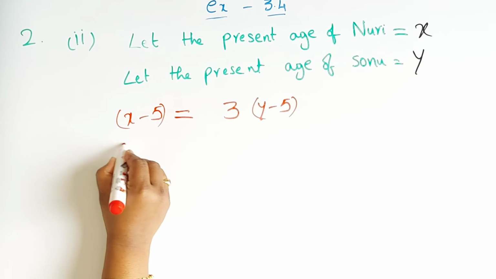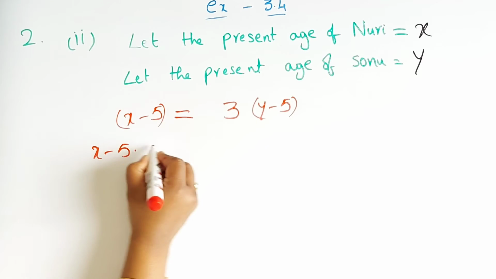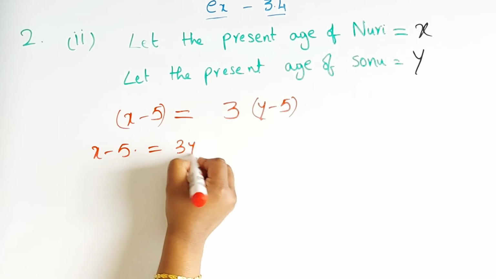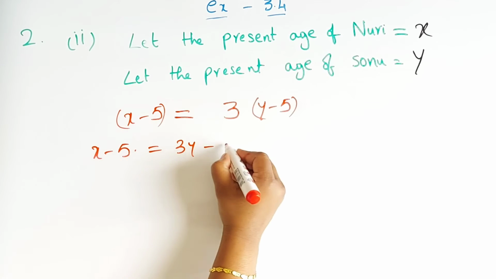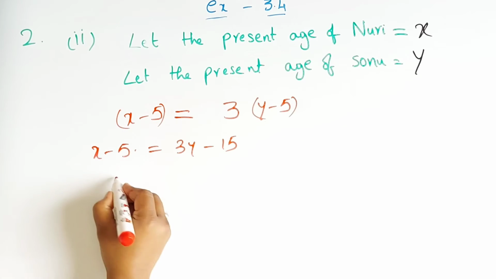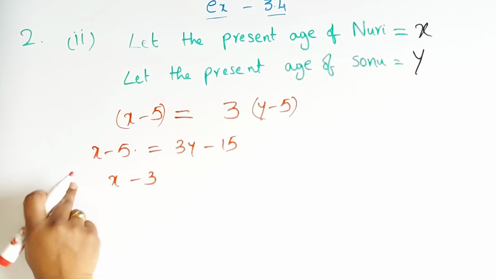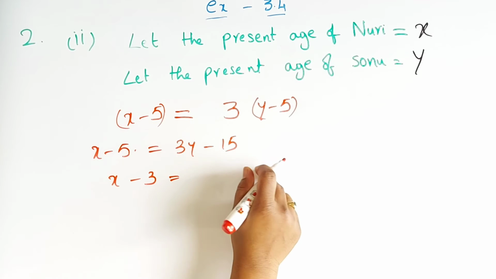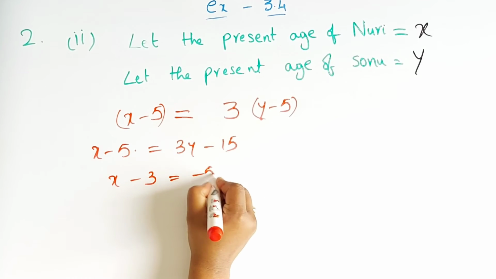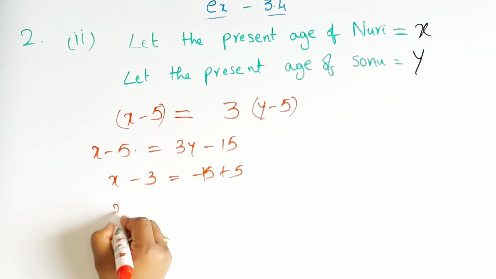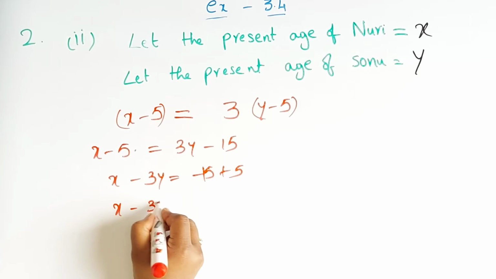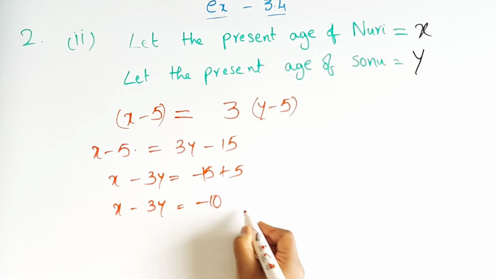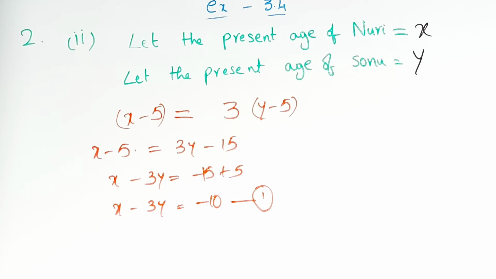Now we will solve this one. x minus 5 equal to 3 into y, 3y, 3 into 5, minus 15 children. Now x minus 3y equal to, minus 5 will come to this side. So minus 15 plus 5. Now x minus 3y equal to minus 10 children. This is the first equation. Right?